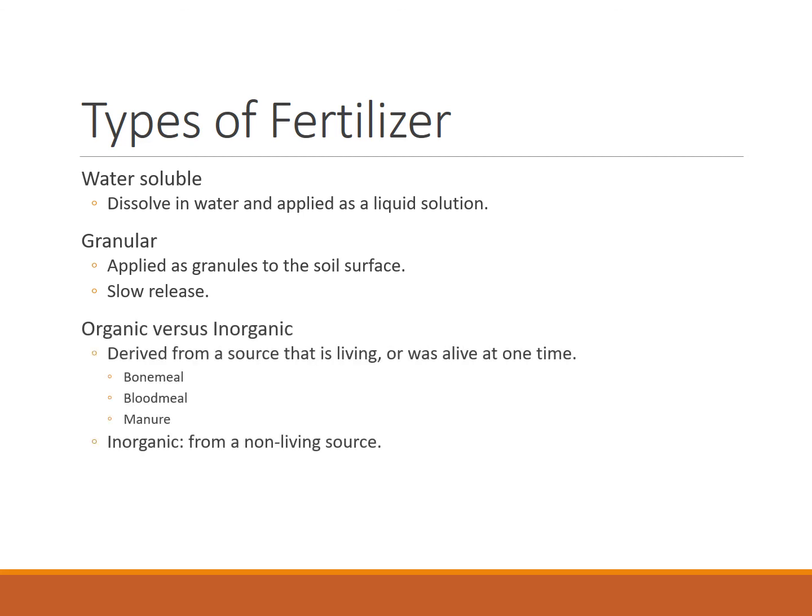Another way that we can classify fertilizers is on the basis of whether they're organic or inorganic. An organic fertilizer is a fertilizer that's derived from a source that is living or was alive at one time. So here's some examples. Bone meal and blood meal are both byproducts of slaughterhouses, and they are organic fertilizers along with manure, which is also another type of organic fertilizer.